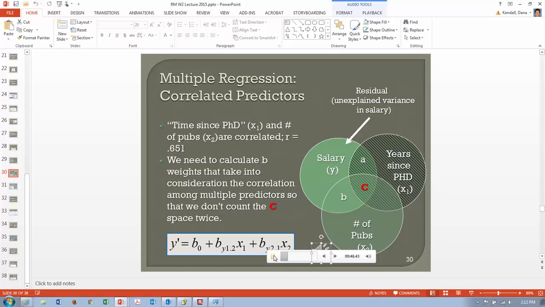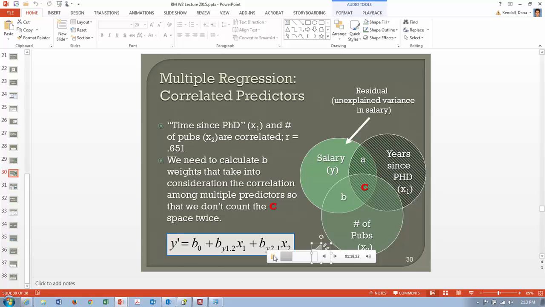But the C space is that shared variance in the predictors that's also shared with the DV, and that C space is a little bit troublesome because we don't know who to give it to. It's just sitting there, and we don't want to count the C space twice, like we did in the previous slide, where we gave it to both predictors. We gave it to years since PhD, and we gave it to pubs, and we counted it twice.